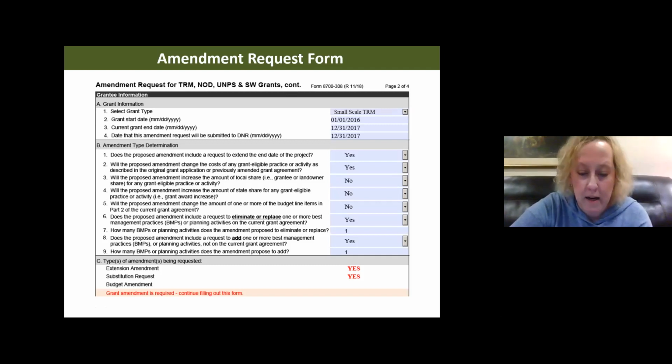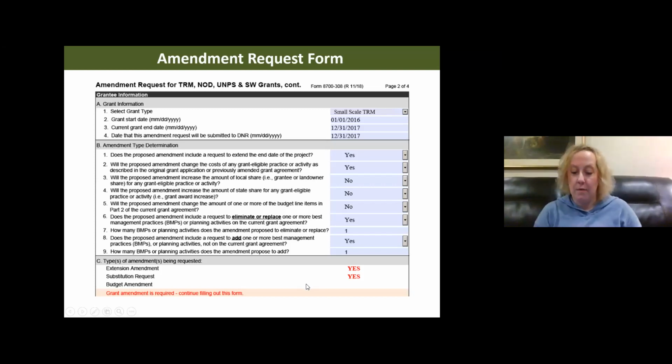So on this slide, you can see that the grantee filled out part A and part B, and part C tells the grantee that based on their answers, yes, an extension amendment and scope amendment are both required. You can see down here, nice big red S's or yeses. So based on the type of amendment needed, subsequent questions will appear for you, the grantee, to answer.